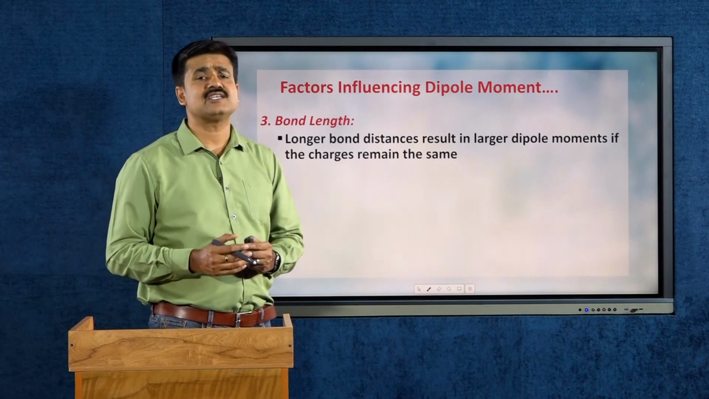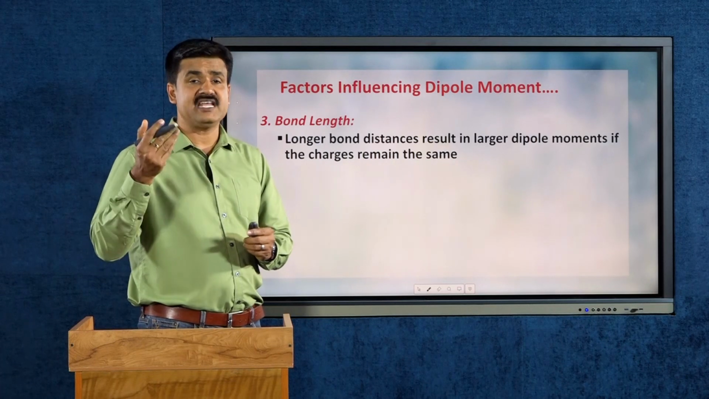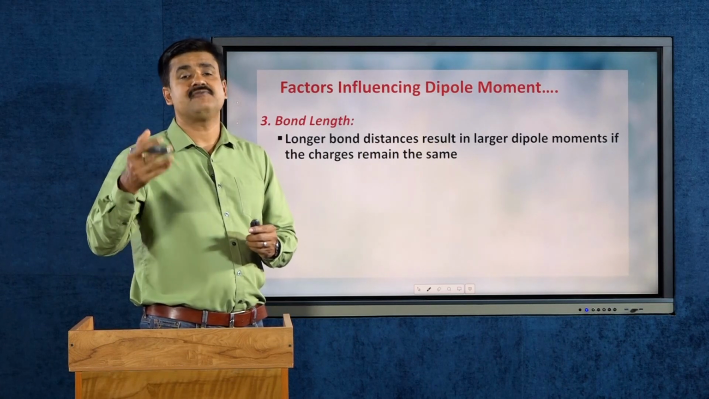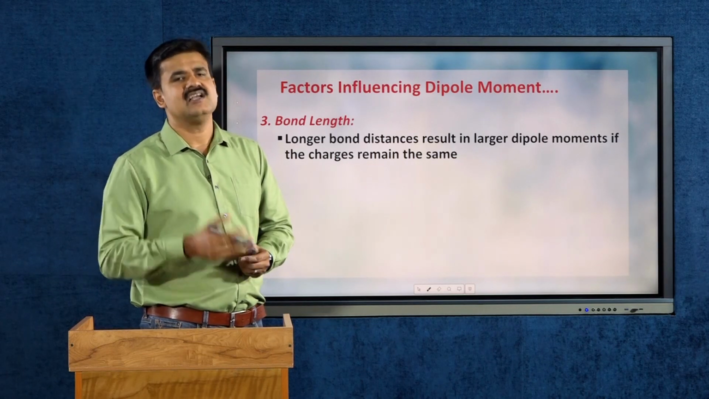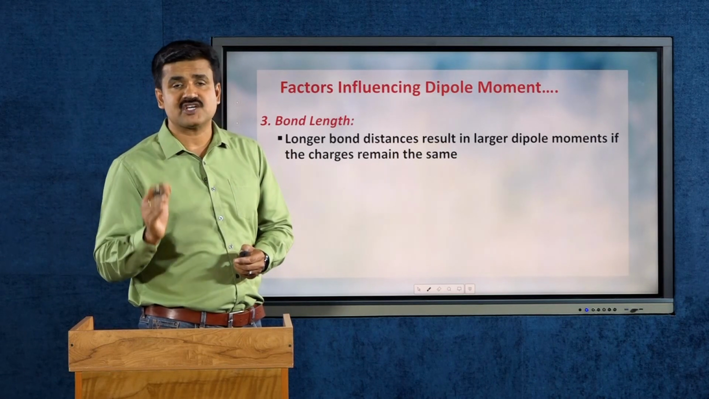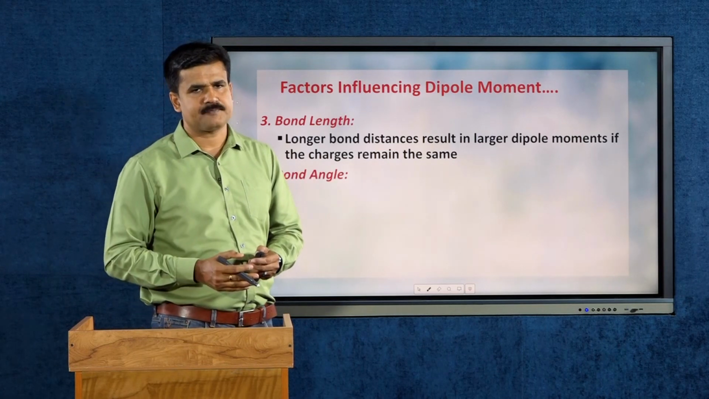Dipole moment mu is equal to q into d. If q is a constant, with increase in value of d, where d represents the bond length, the dipole moment also increases. So, bond length is directly proportional to dipole moment, keeping charges constant.